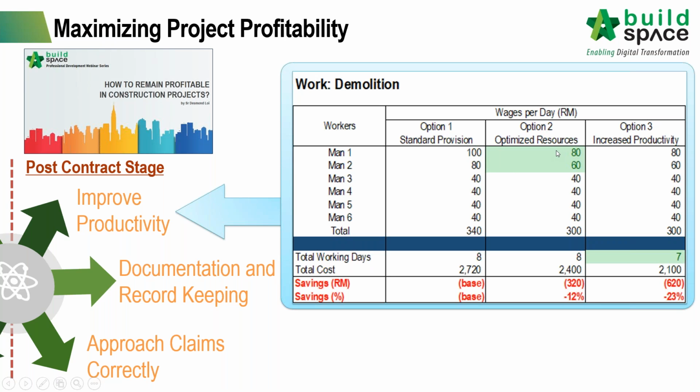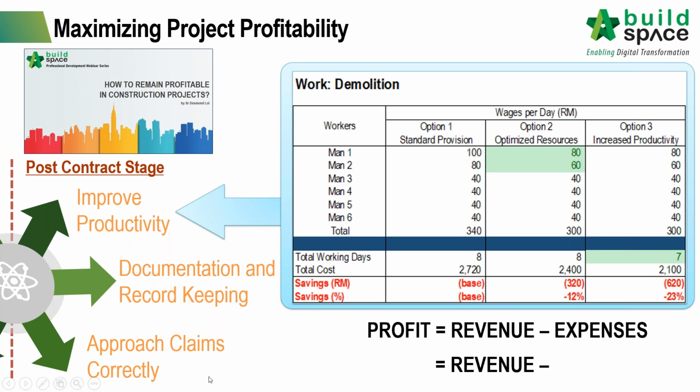But the biggest savings that we can observe from these three options is when we increase the productivity of the workers with the same provisions, or the same numbers that we provide for the job itself. Since we have the formula here saying profit equals revenue minus expenses, if we reduce our expenses, then we will achieve greater savings and therefore generate a bigger profit.